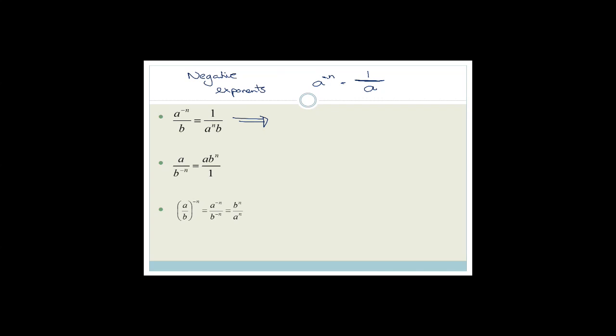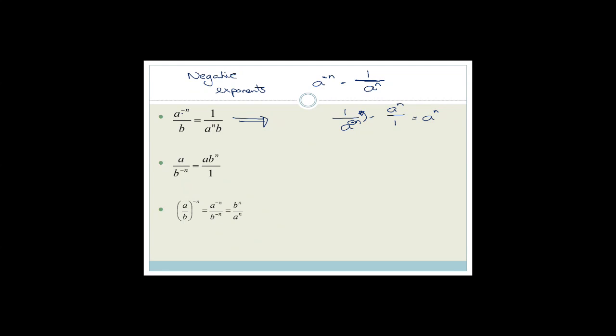Okay, a to the negative n is equal to 1 over a to the power of n. If I had 1 over a to the minus n, then that would be a to the n over 1, which we could just write as a to the n. So the minus means that we are taking it across the quotient line. That's what that minus means. It doesn't matter what the value of n is, the minus just means we're taking it across the quotient line.